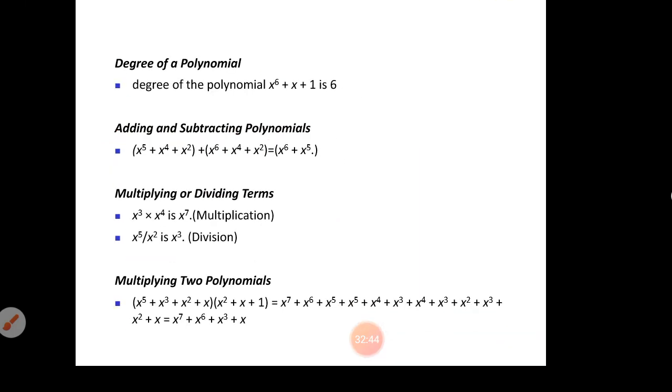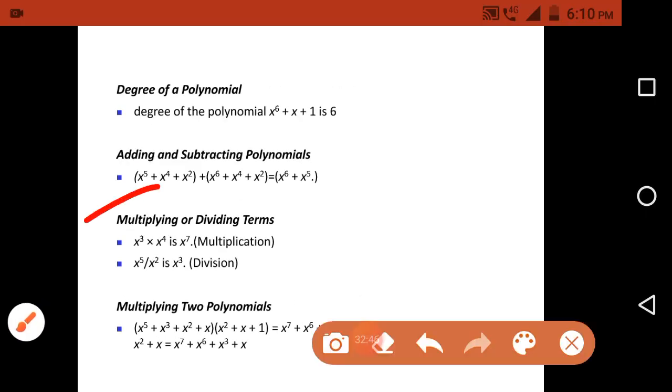After deleting the similar terms, whatever terms are left will be the result. After that, multiplying and dividing the terms. Whenever you are multiplying, you need to add the powers. Here x raised to 3 into x raised to 4, you need to add the respective powers, that is 3 plus 4, that is 7, x raised to 7 in the multiplication.